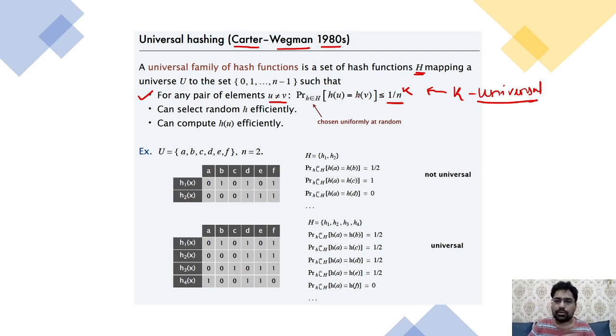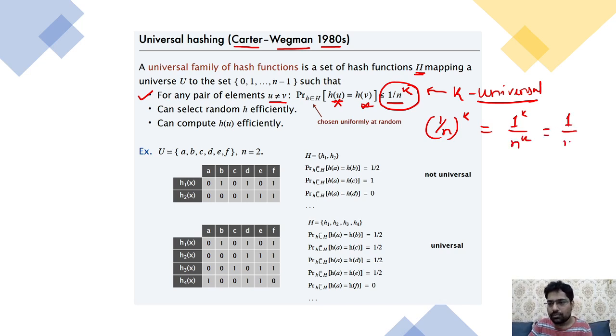But just for your confirmation, k means the k number of items are getting multiplied here. Here also it is getting multiplied, and it should follow this condition, 1 by n to the power k, or you can say 1 by n whole to the power k, because 1 to the power k is 1, 1 to the power anything is 1, that you know, and n to the power k. So this is for k universal I'm just talking about, but here we are focusing on the 2 universal.